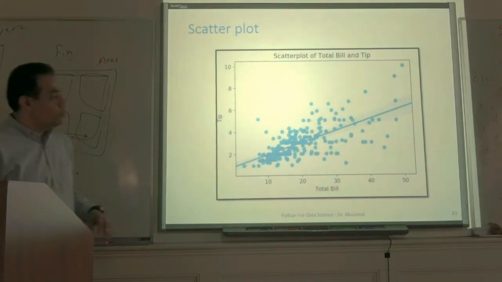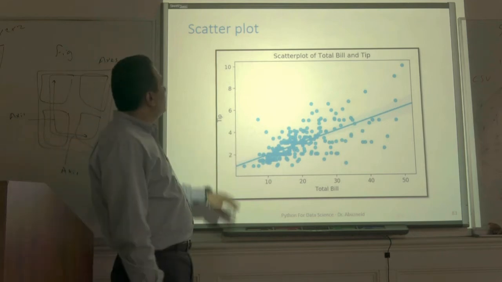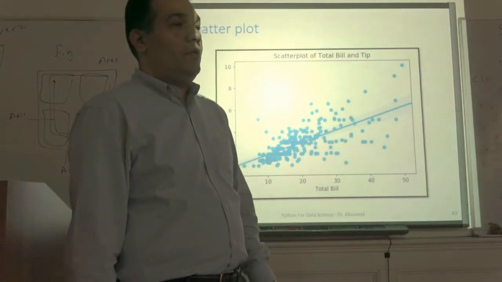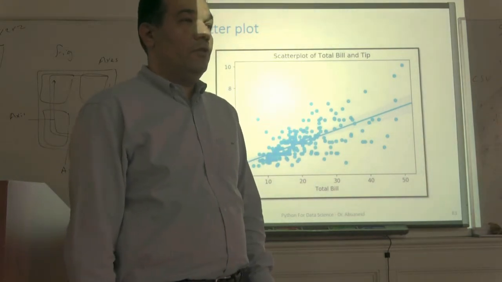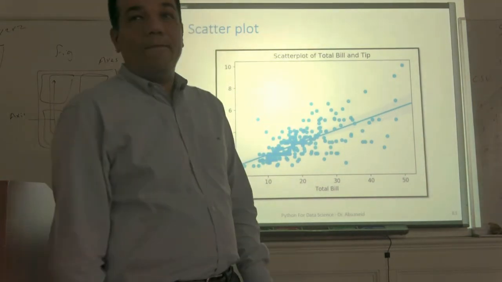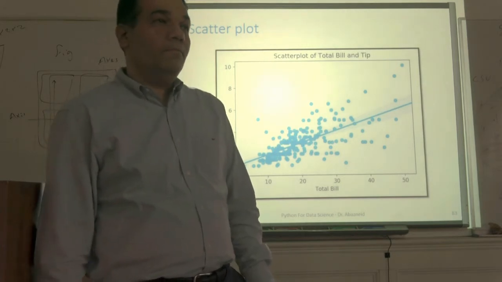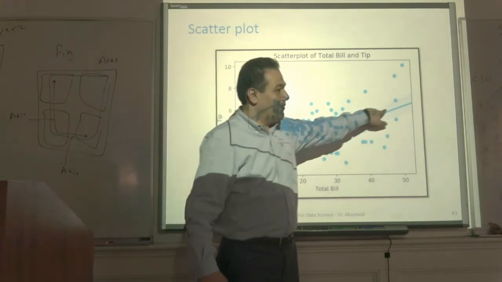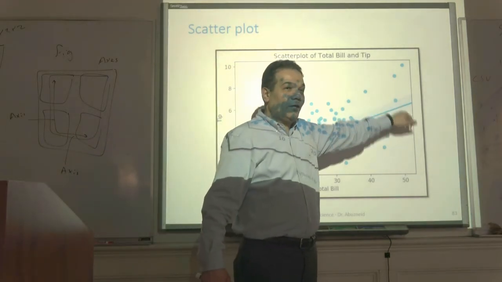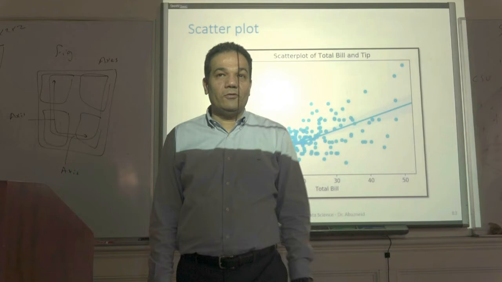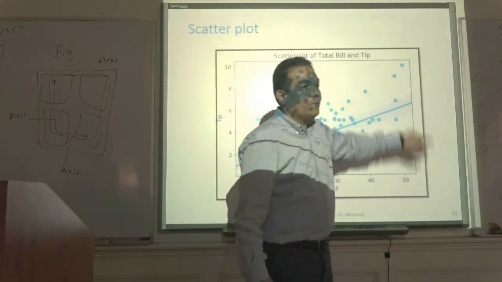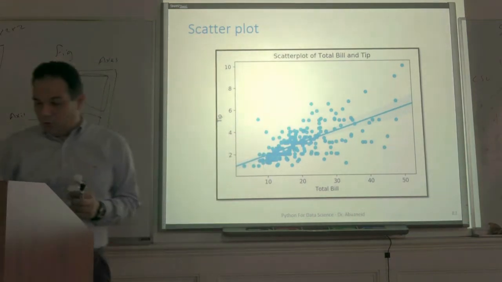What is the difference between a scatter plot in Seaborn and a scatter plot in Matplotlib? Is there a difference? It gives you the regression line by default. This line we did not have before, right? It gives you the regression line. See the line here? It does not give it to you before.